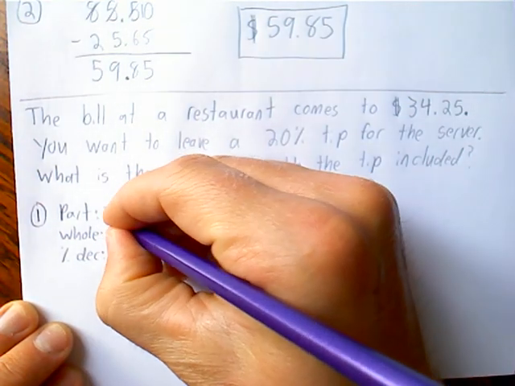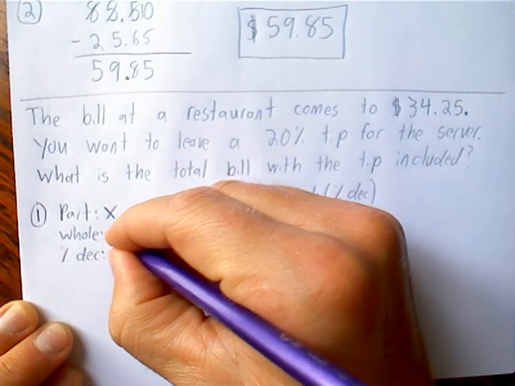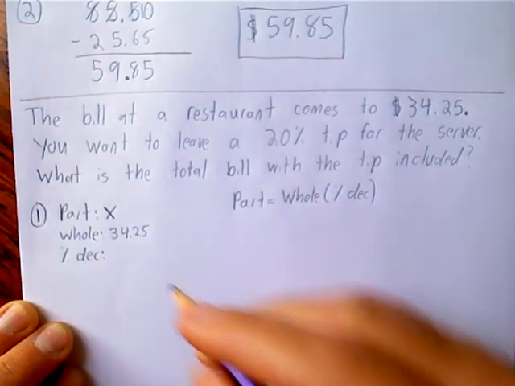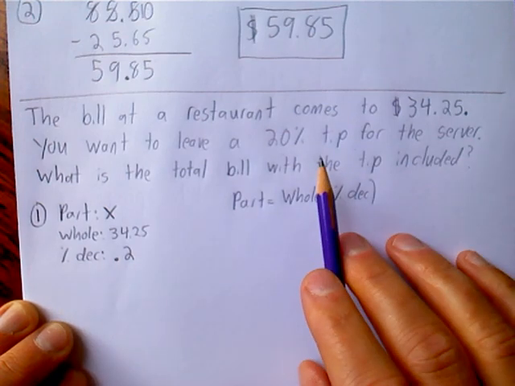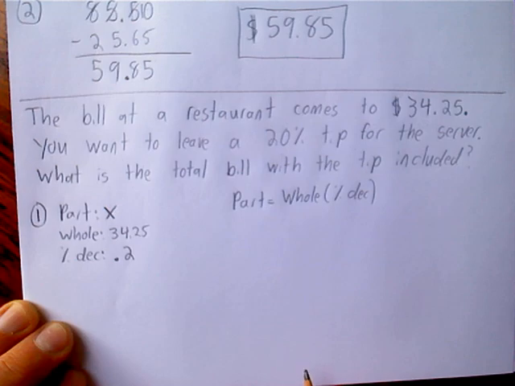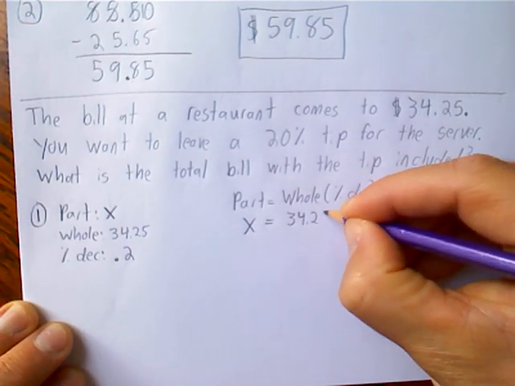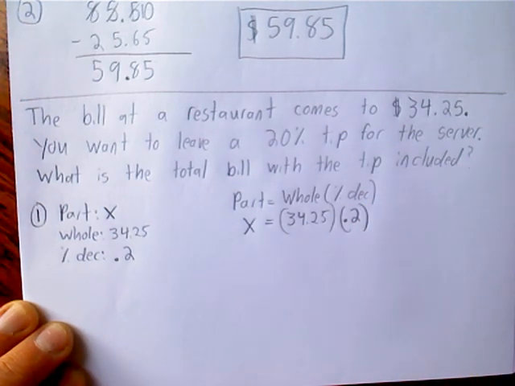So our part, we're always looking for, that's going to be x. Our whole, remember, is that original price of 34.25. And our percent as a decimal is not 20%, but 0.2. Remember, converting that percentage to decimal places is coming back to us. So what we're trying to do here is, again, find what is 20% of 34.25. And this first step is going to help us figure that out. We don't know our part. Our whole is 34.25. And our percent as a decimal is 0.2.